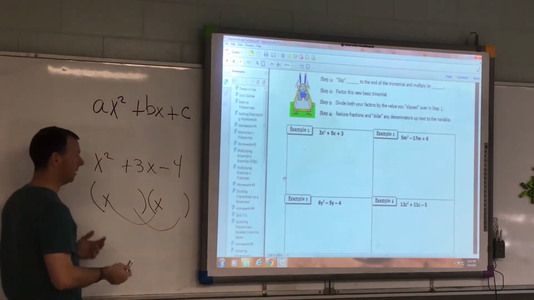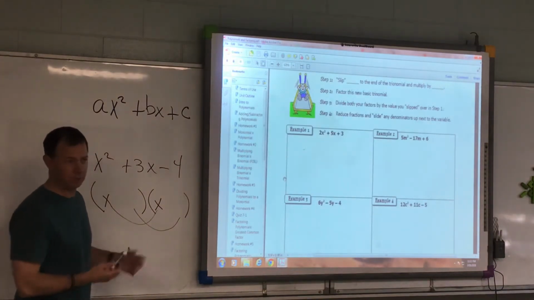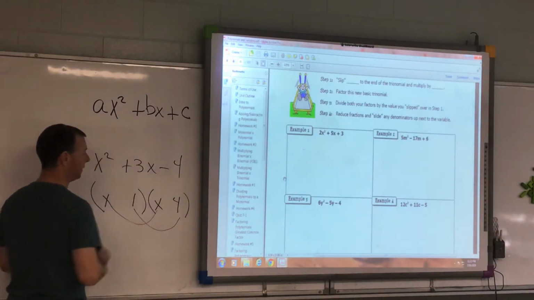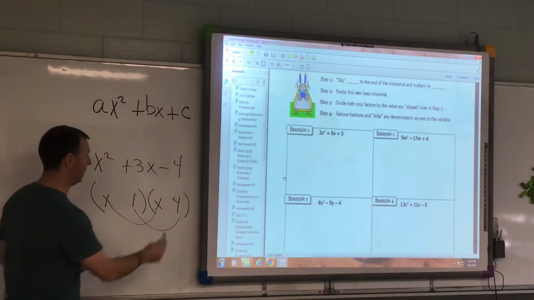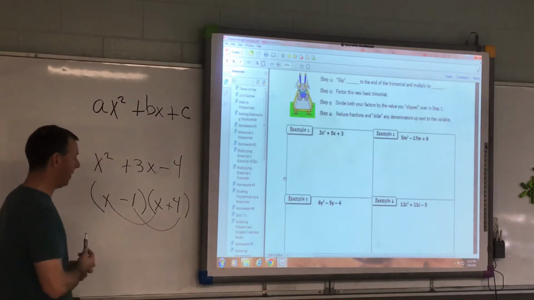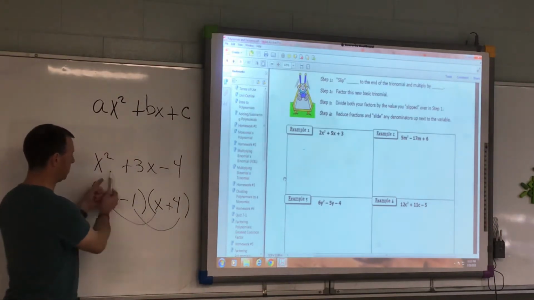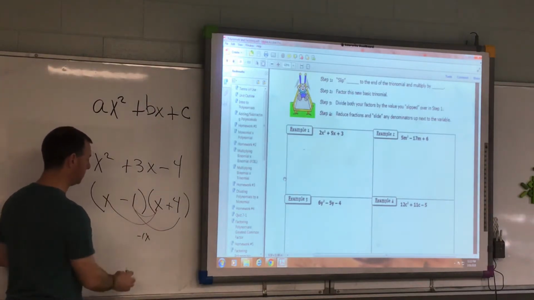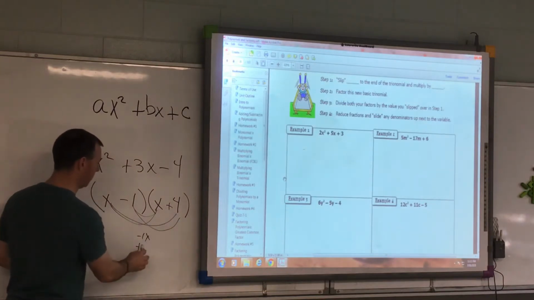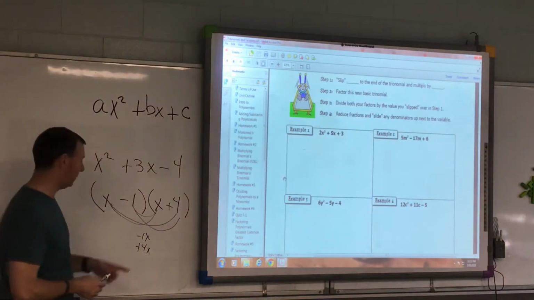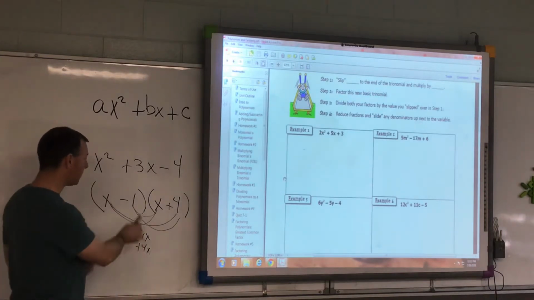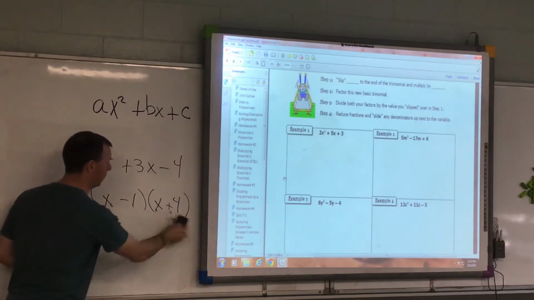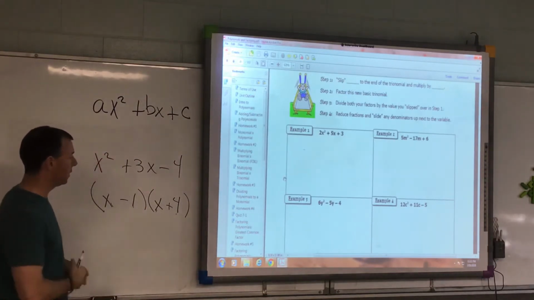As I think about this, 2 and 2 makes 0 or 4. I'm looking for 3. So I knew that my 4 times 1 was equal to 4. And if I made this a plus and that a minus, x times x would be x squared. The inside terms there would be a -1x. The outside terms there would be a positive 4x. And when you combine like terms, those add up to 3. And -1 times 4 is -4. So this became the FOIL problem that would give this as our answer.